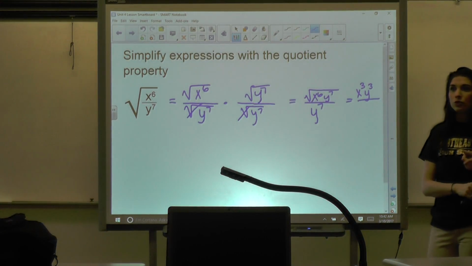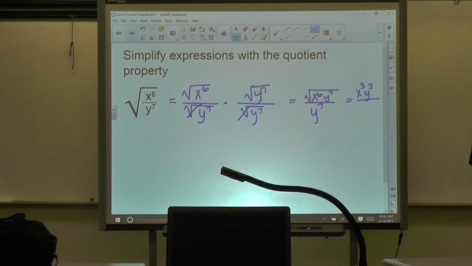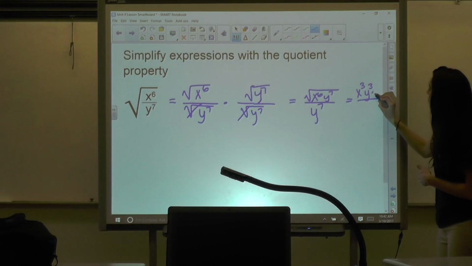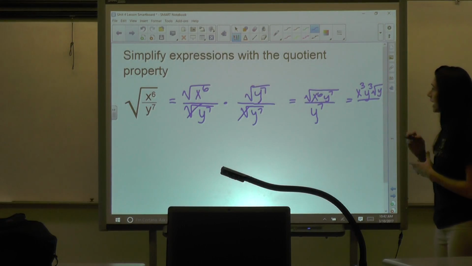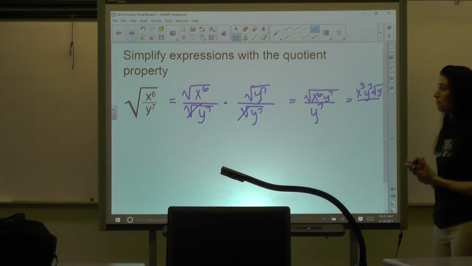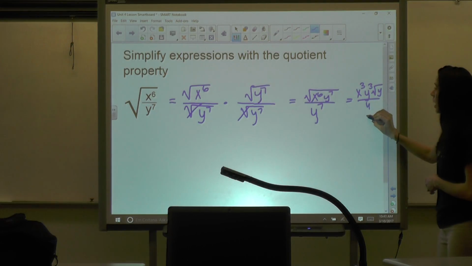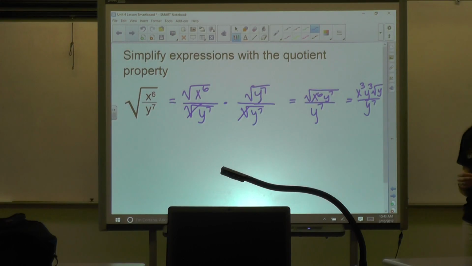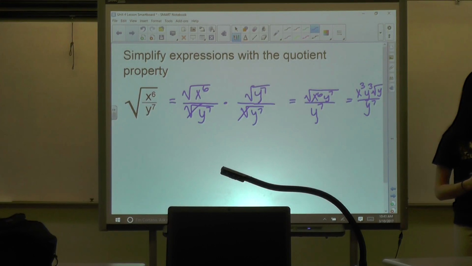If it only goes into it 3 times, that means 2 times 3 is 6, so we took away 6 y's. How many y's do we still have left? 1. So you still have a square root y left. Then we have y to the power of 7 on the bottom. This is where most of you are going to want to stop, but you cannot do that.